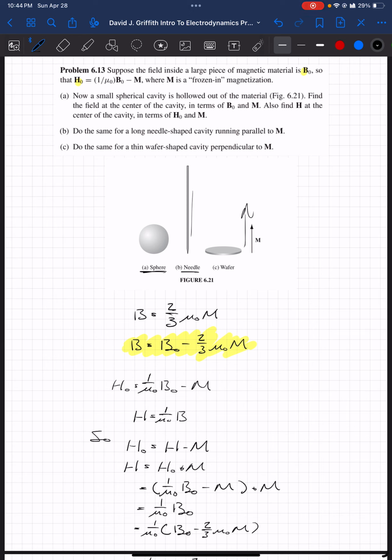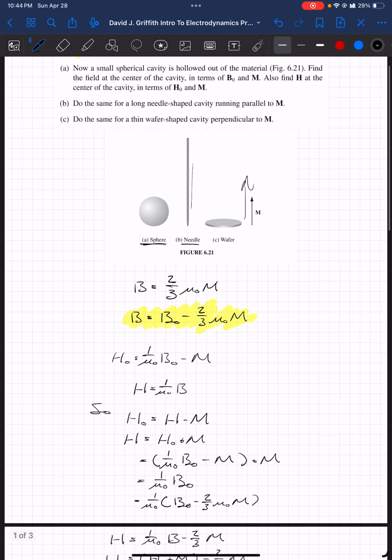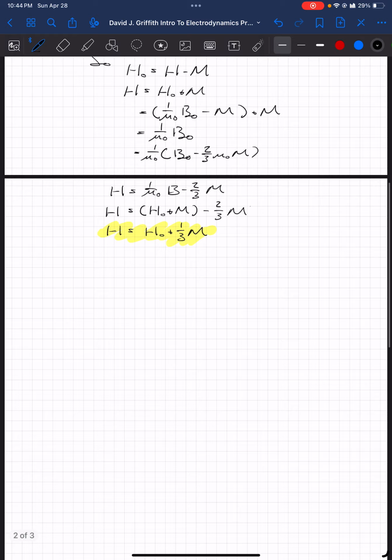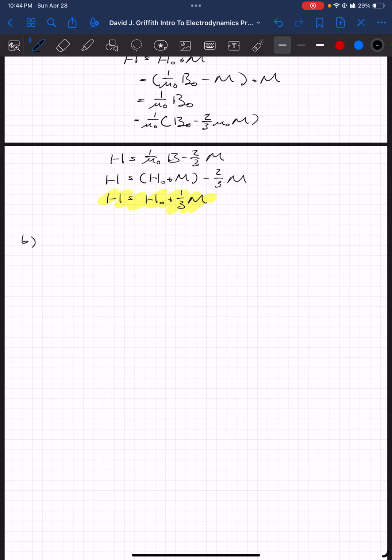Essentially a long needle-shaped cavity is just a long solenoid. So, considering what we're removing from our original space, the magnetic field of our removed cavity is just that of a long solenoid. And a long solenoid has a magnetic field of mu naught K. And so our new field would simply be B is equal to B naught minus mu naught K. However, we want to find it in terms of M as well.